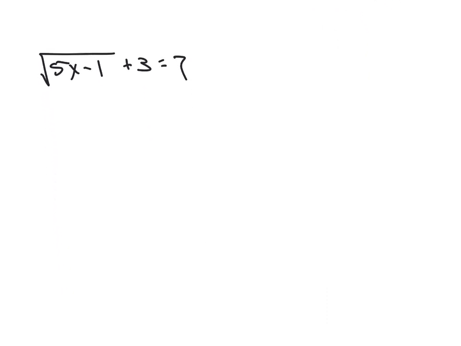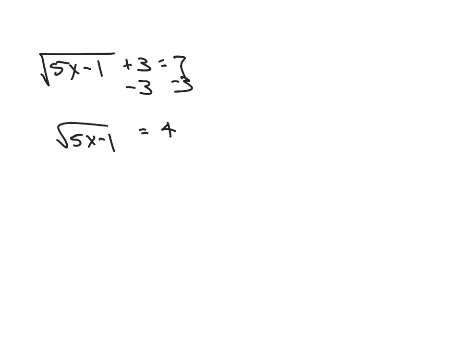This has something over here in addition to the radical. So when it has that, we do what's called isolating the radical. We get the radical on one side of the equal sign by itself, which means we have to get rid of that 3. All we have to do is subtract it from both sides. And now we have the square root of 5x minus 1 equals 4.